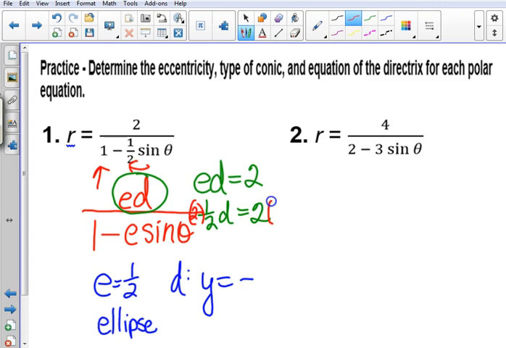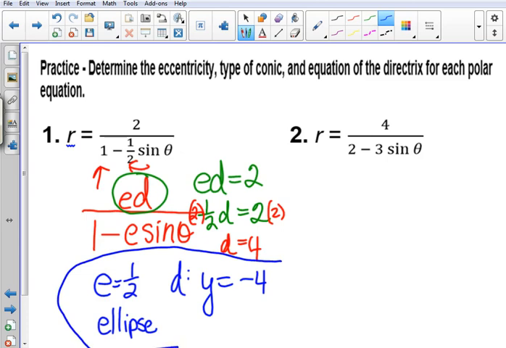Double both sides, yes. So we get D equals 4. So the equation of our directrix is y equals -4. It's just cookie cutter. It's just a recipe that you have on the reference sheet.